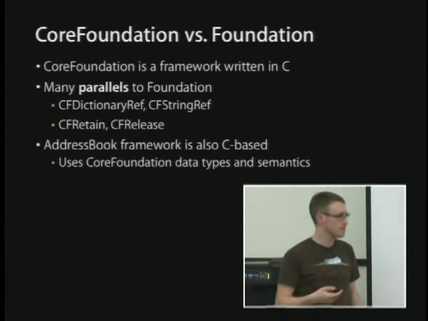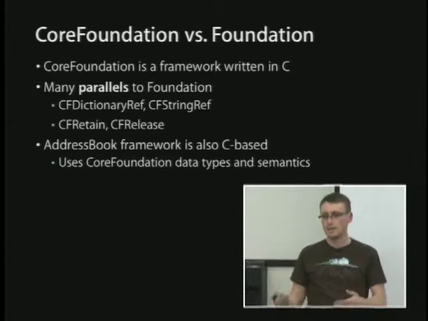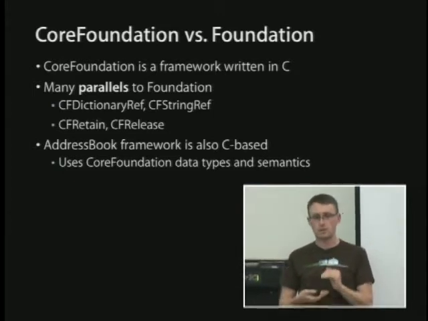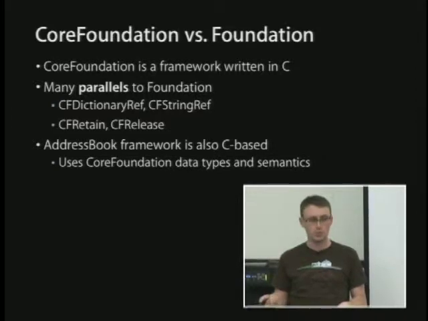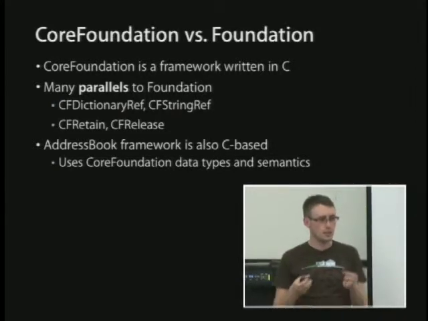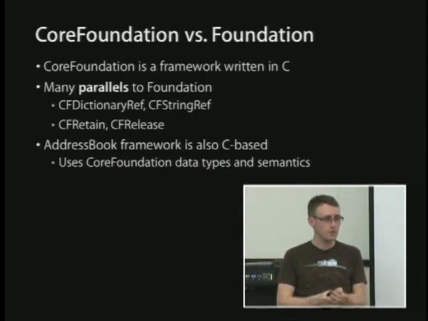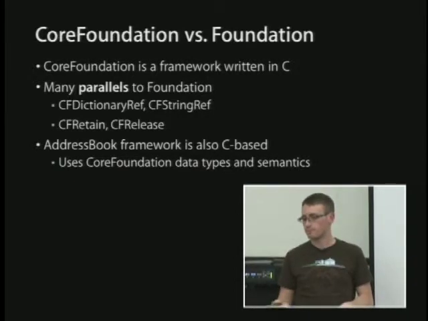Why are we talking about this? Well, address book is a C framework. The low-level address book framework is all written in C and all based on Core Foundation. So it uses the Core Foundation types, CFString instead of NSString, CFArray instead of NSArray, etc.